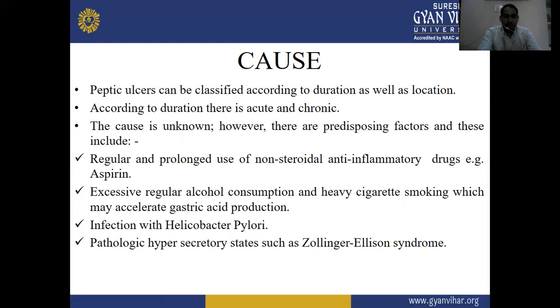What is Zollinger-Ellison syndrome? Zollinger-Ellison syndrome is a condition in which one or more tumors from your pancreas or the upper part of your small intestine, the duodenum, cause gastrinomas. These tumors secrete large amounts of hormones like gastrin, which cause your stomach to produce too much acid. This is Zollinger-Ellison syndrome.